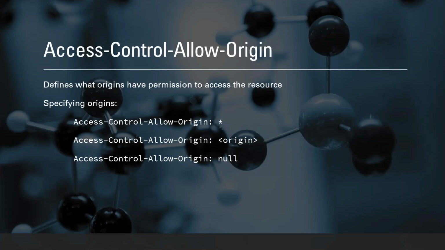So the first one, this Access-Control-Allow-Origin. This is the one that defines which origins are allowed to access a resource. And there's only three allowed ways to specify it. You can give it a star, which means everyone, it's public. You can give it an origin, and that origin would be something like https://www.example.com. You can only give it one. You can't specify multiple origins. You can only specify one.